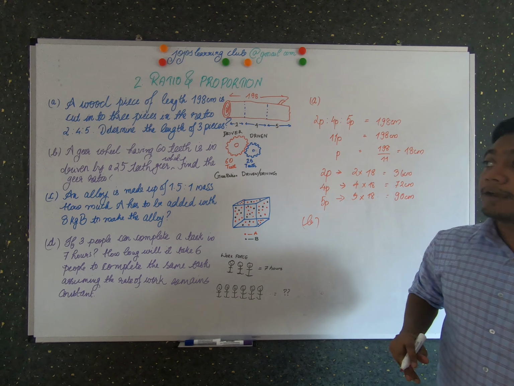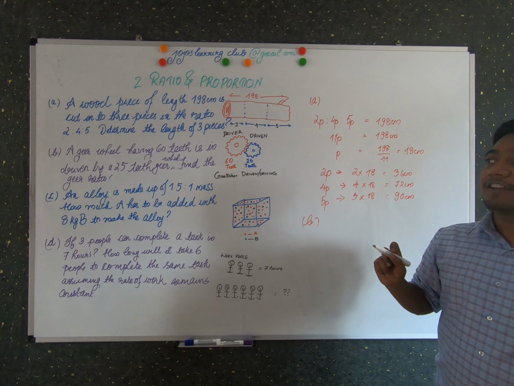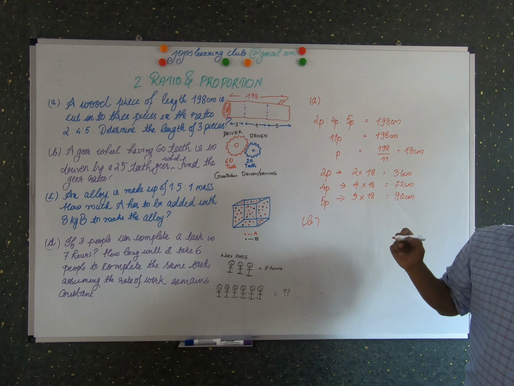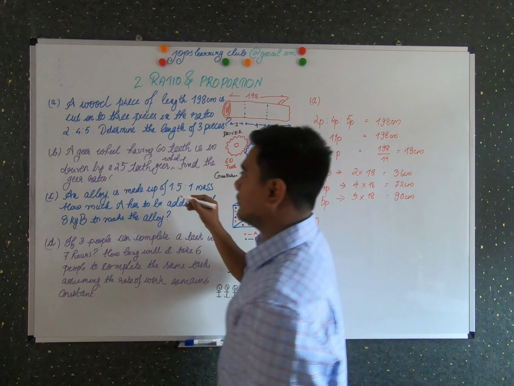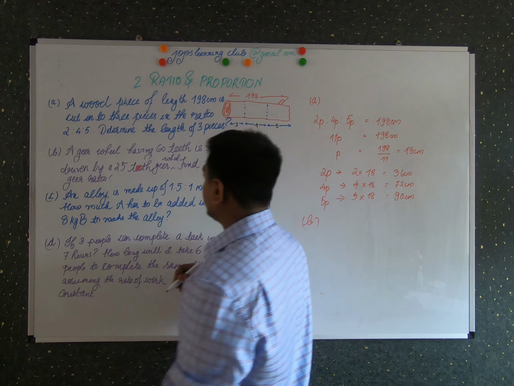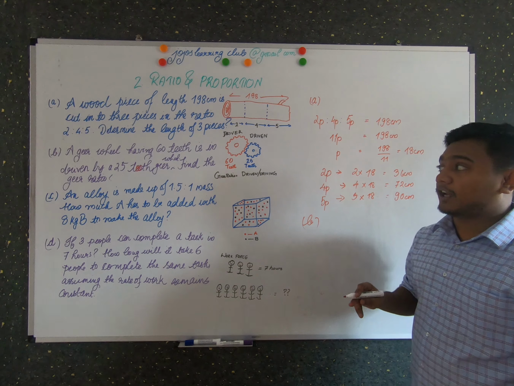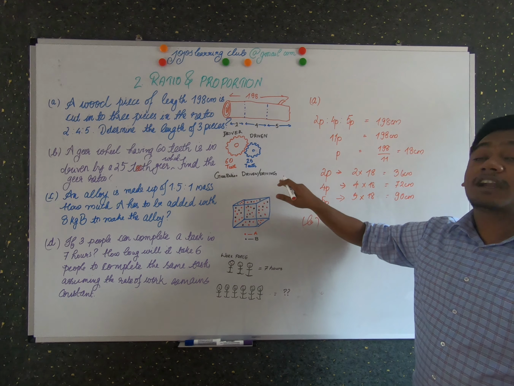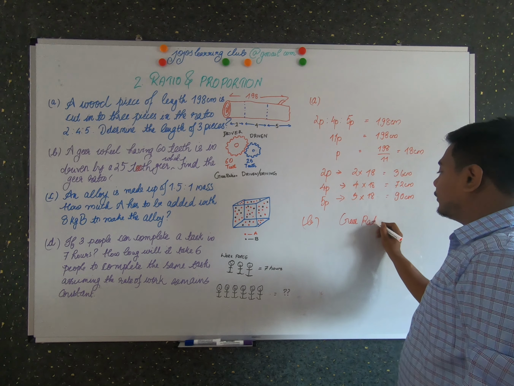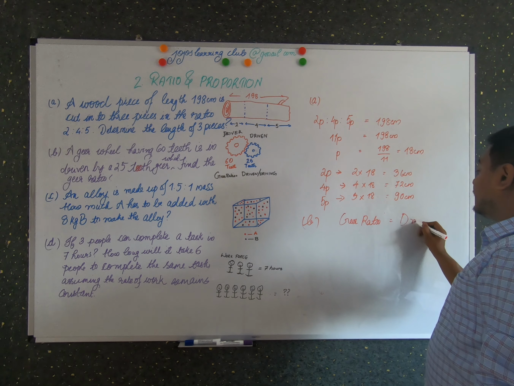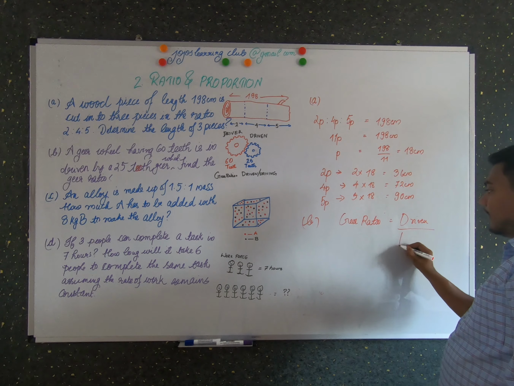So question number B. A gear wheel having 60 teeth is driven by a 25 teeth gear wheel. It's here, 25 tooth gear wheel. Find the gear ratio. Gear ratio is always driven by driving. Let's write the same rule. Gear ratio is driven by driving.